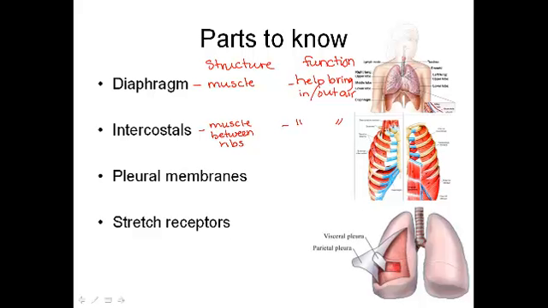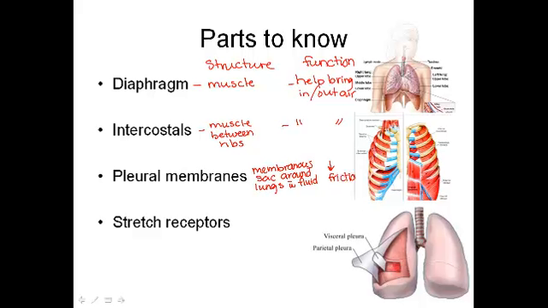Pleural membrane. So this is basically a sac that encases the lungs and contains fluid. So, membranous sac around lungs and with fluid. The purpose of this fluid is going to decrease friction.